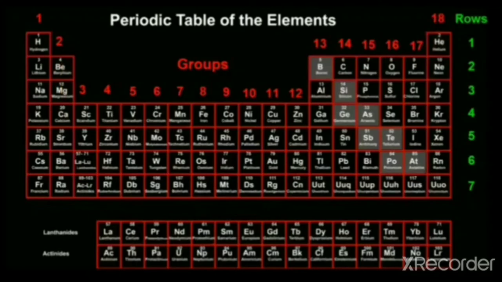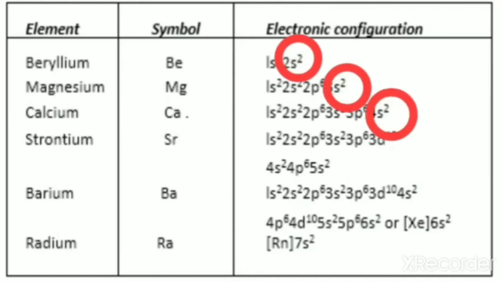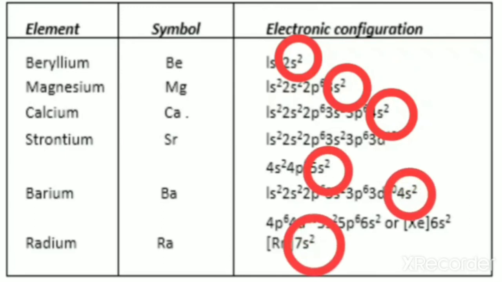Because when we observe the electronic configuration for these elements, they have a similar pattern of electronic configuration in which the last electron is in the s orbital. When you check all the cases, you can find the last electron is in the s orbital. So therefore they belong to group 2, that is, the s block elements. So that's why these elements belong to the s block.